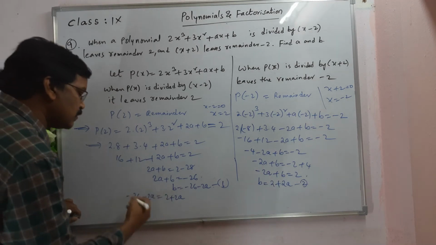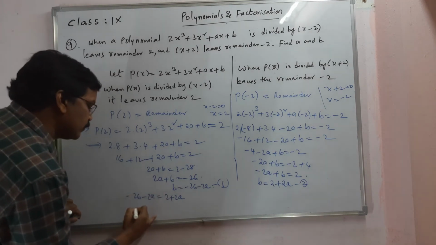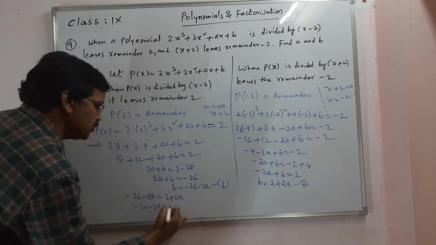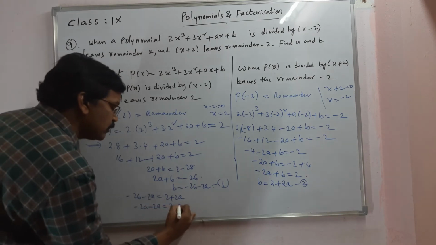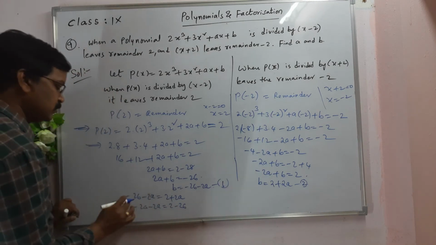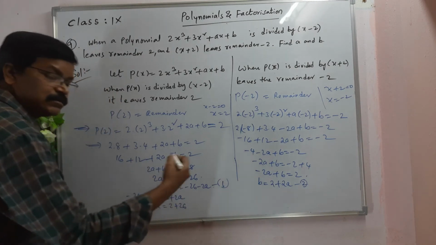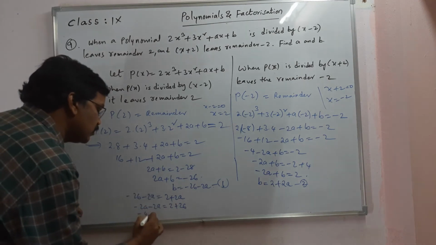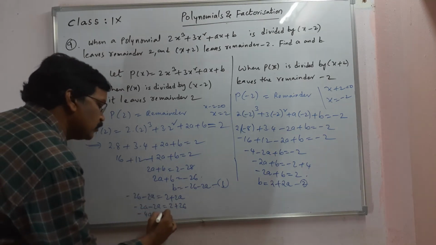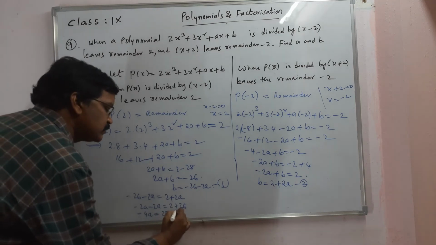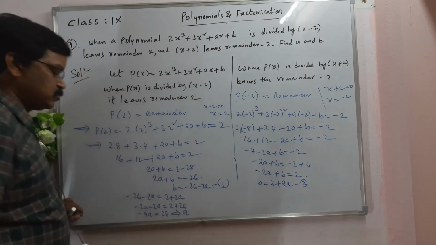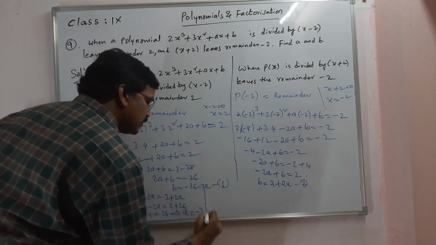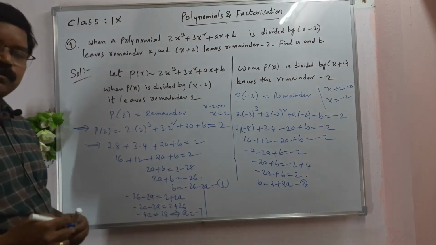Right. Now, here minus 2a. Send this plus 2a to this side. Minus 2a minus 2a is equal to 2 minus 26. This minus 26 when it comes to this side, it becomes plus 26. So minus 4a is equal to 28. That means a is equal to 28 by 4, which is 7. So minus 7. So a is equal to minus 7.